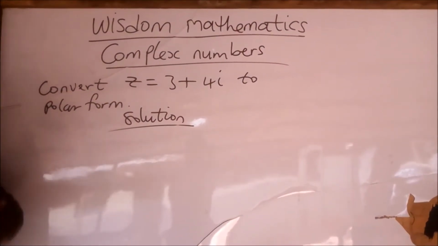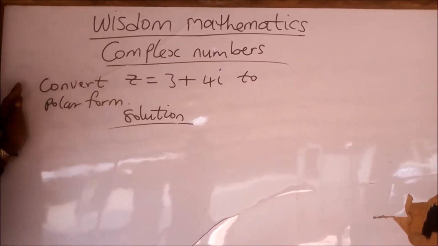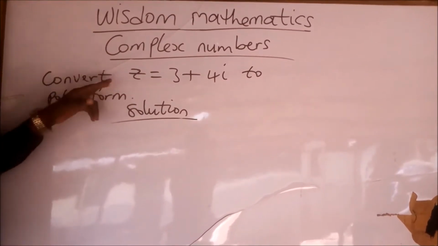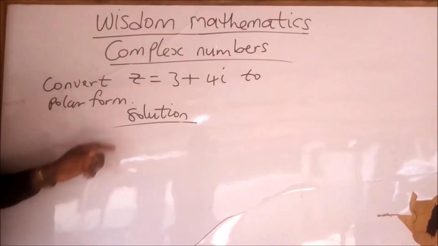Wisdom Mathematics tutorial on complex numbers. We have a question which says convert z equal to 3 plus 4i to polar form.